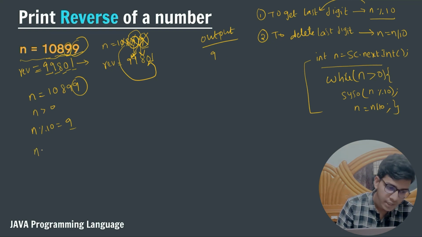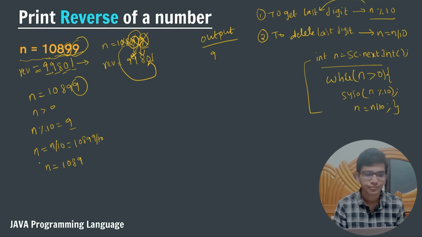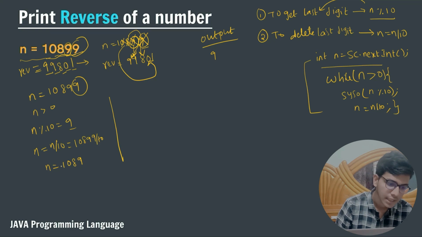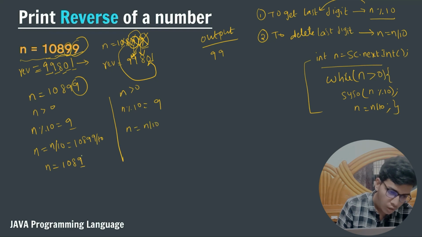After that, n will become n divided by 10. That is 10899 divided by 10, so n will become 1089. So the last digit will get deleted. After that, again the condition is true. Now we will print n modulo 10. The last digit of this is 9, again 9. So 9 will be printed here, and now n will become n divided by 10. The last digit here will get removed, so now n will become 108.